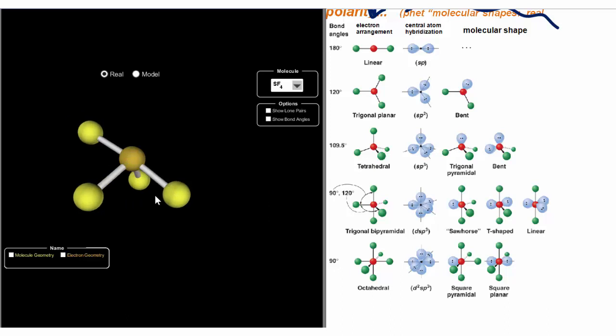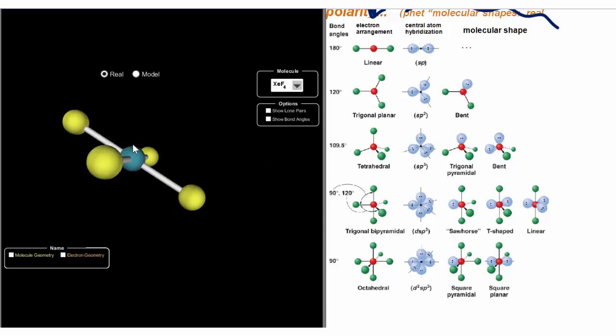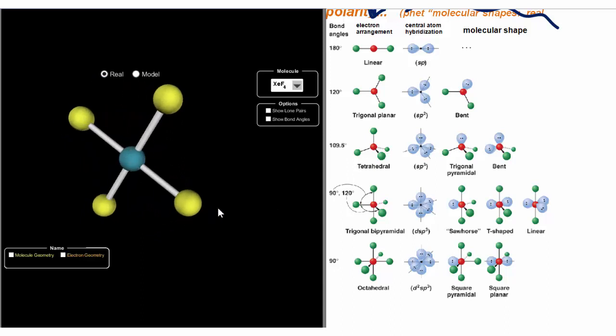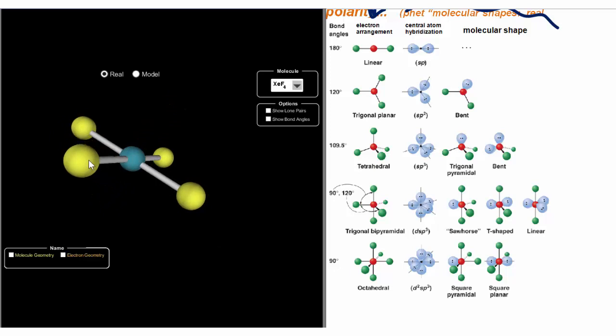Sulfur tetrafluoride. Recognize it? Seesaw. Right? Seesaw. Electron geometry? The total is 5, so trigonal bipyramidal. Xenon tetrafluoride. What's this molecular shape? Square planar. Electron geometry? Octahedral, because the total is 6.